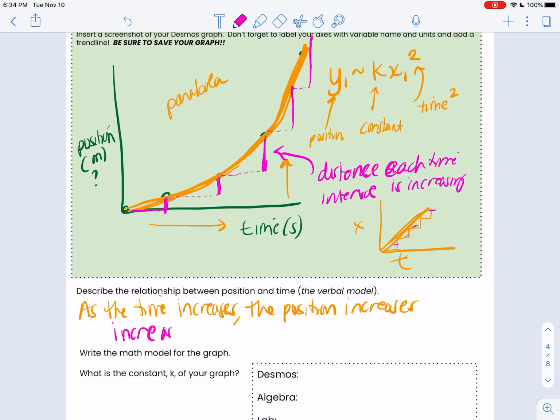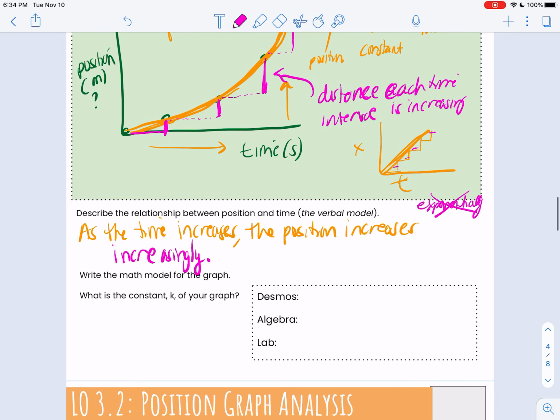increasingly, which is a little bit confusing. Do not say exponentially. Part of you is going to want to see that curve and say exponentially, but that's a different mathematical term, and this is not an exponential relationship. It's a quadratic. You could say quadratically, I guess, but I would just say increasingly, because that's what makes the distinction between not being a line and being a curve.